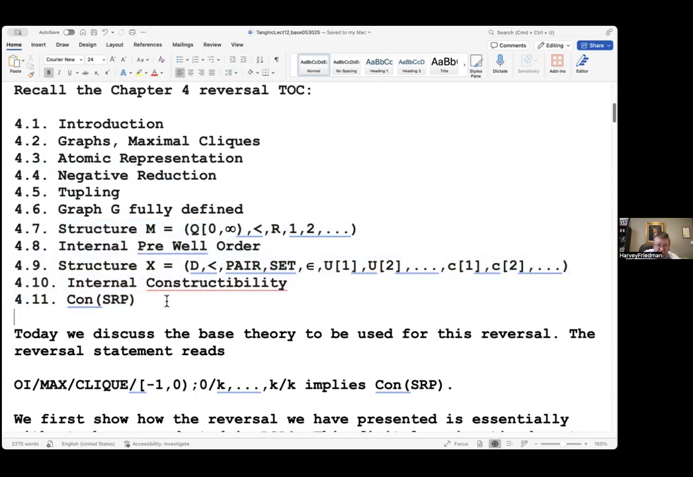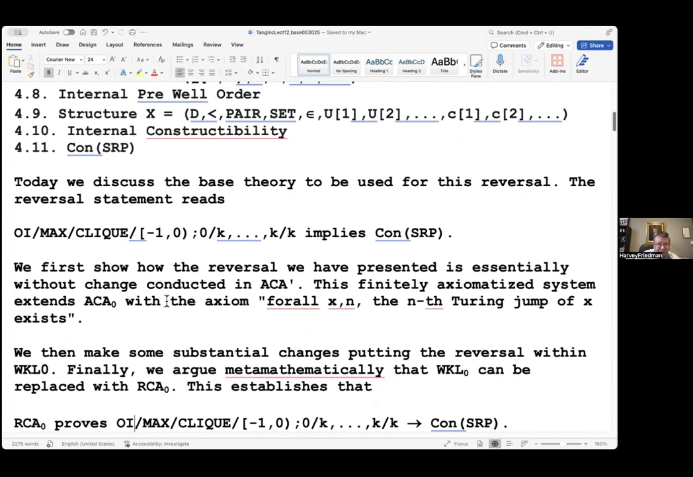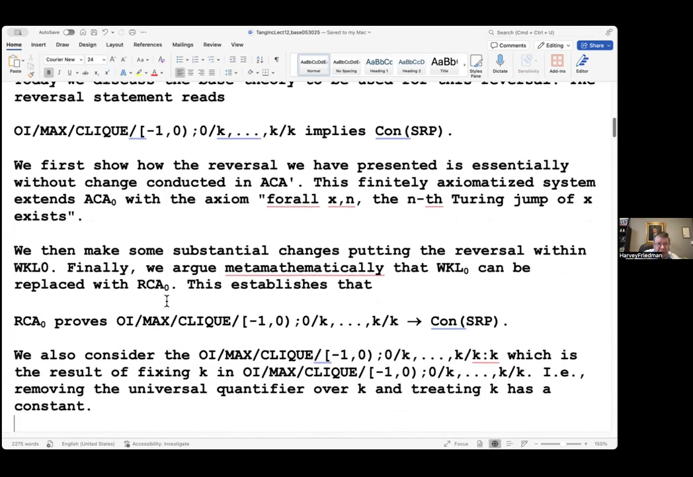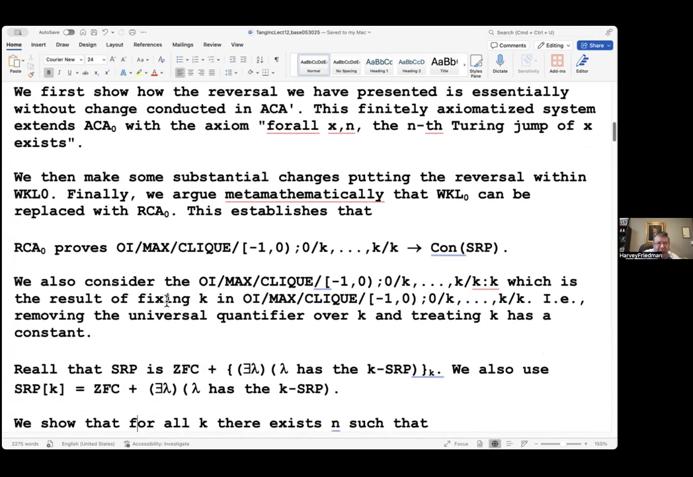All right. So we want to talk about the base theory that we use for this reversal. Basically, the reversal is almost entirely done without much modification, maybe a little bit of modification, in the system ACA prime. This system is stronger than ACA naught. This is a finitely axiomatized, well-known system, extending ACA naught with the axiom for every x and integer n, the nth Turing jump of x exists.